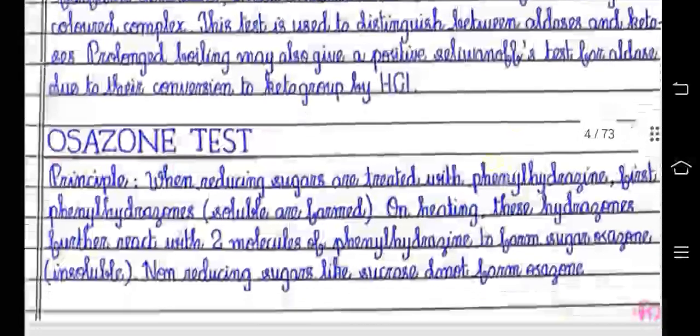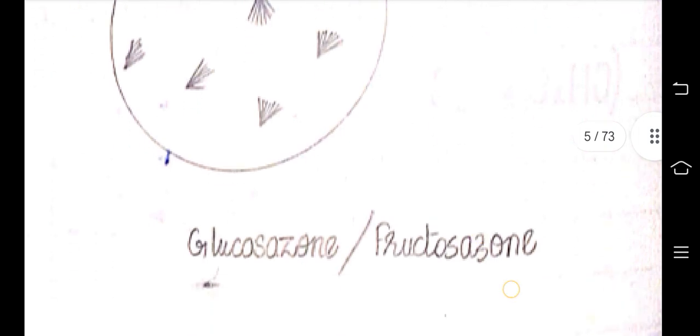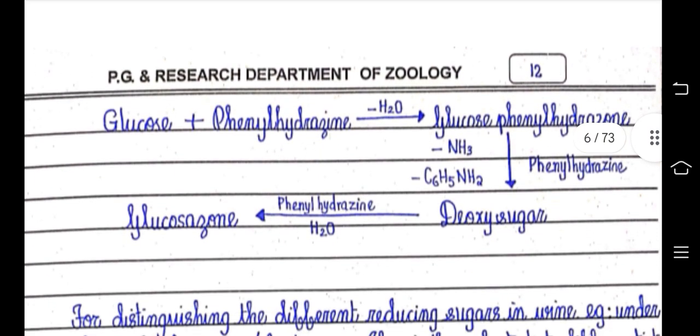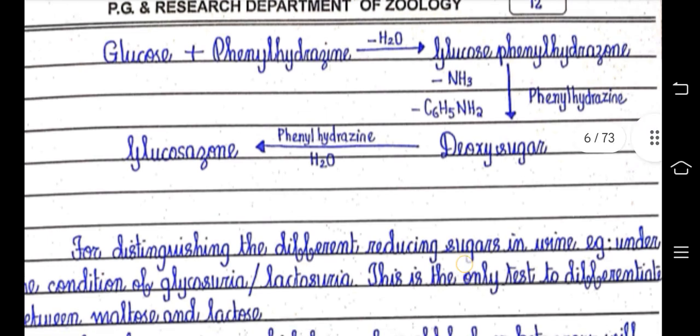Then osazone test. Principle. Reducing sugars are treated with phenylhydrazine. First, phenylhydrazones, which are soluble, are formed. On heating, these hydrazones further react with 2 molecules of phenylhydrazine to form sugar osazone, which is insoluble. Non-reducing sugars like sucrose do not form osazone. This is a structure which represents glucosazone or fructosazone. Similar structure for them. Glucose plus phenylhydrazine, phenylhydrazone, deoxy sugar, glucosazone, phenylhydrazine.